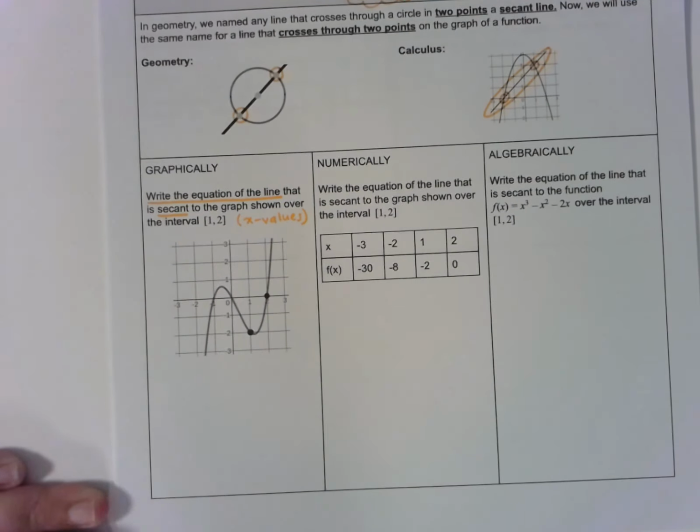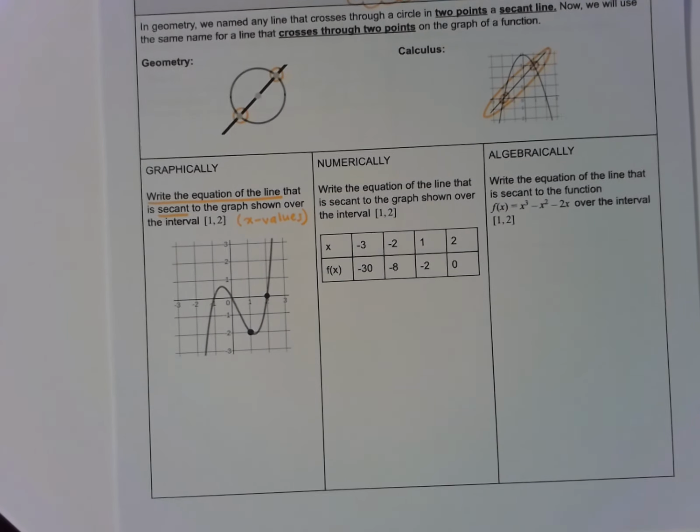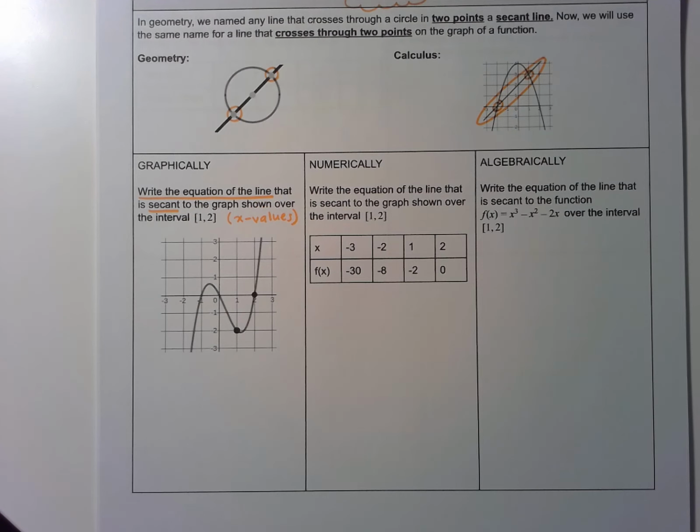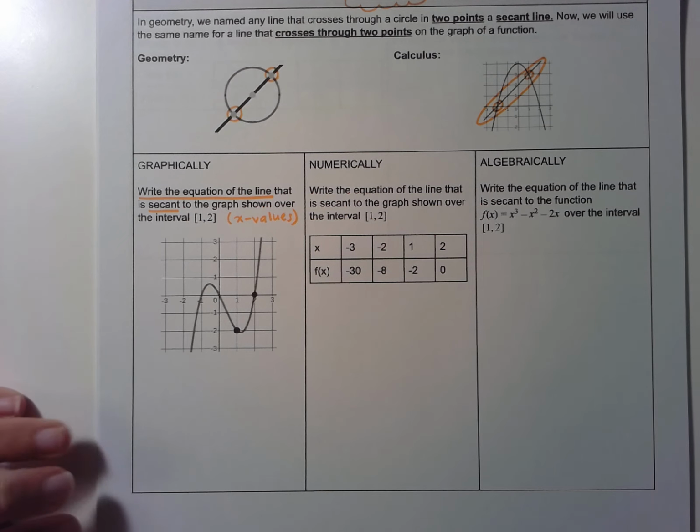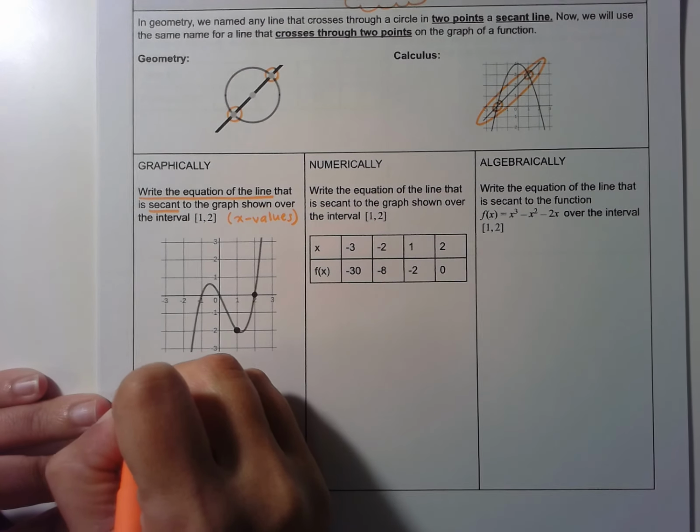Now, whenever you see in the instructions that you're writing the equation of a line, there's going to be a very specific way that I want you to organize your work. The reason I want you to organize your work this way is because it's going to help you also organize your thinking so that you can follow a process to find the right answer. So whenever the directions say write the equation of a line, in this case a secant line, you're going to organize your work like this.